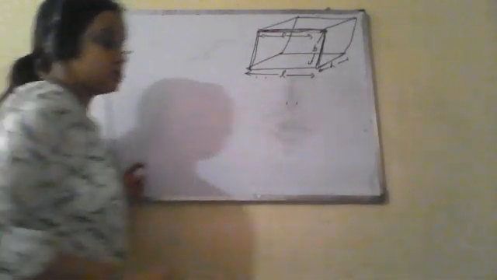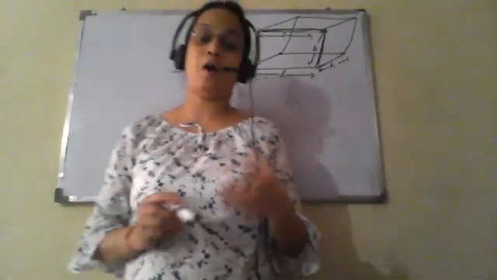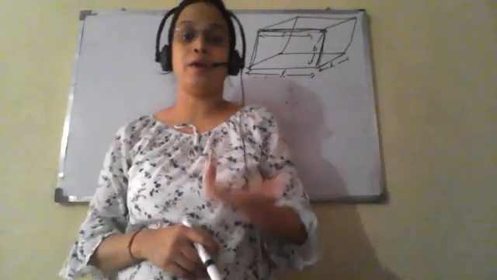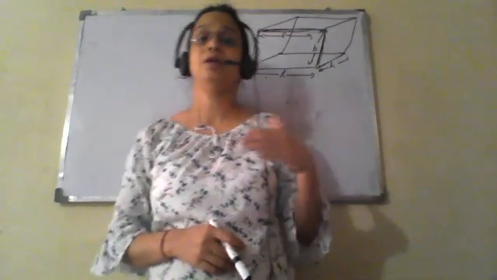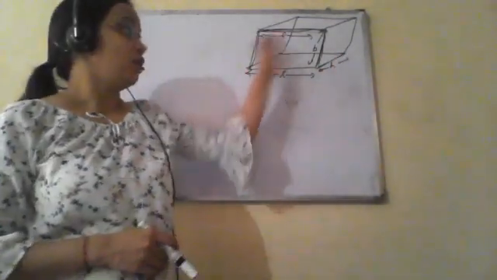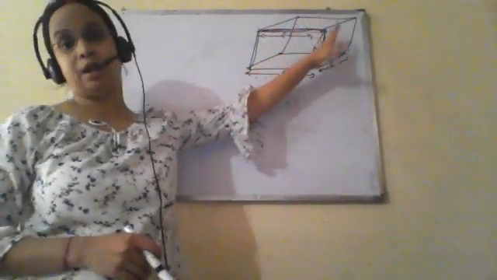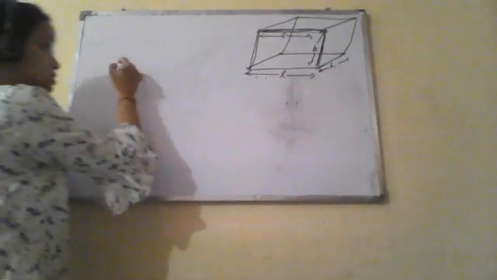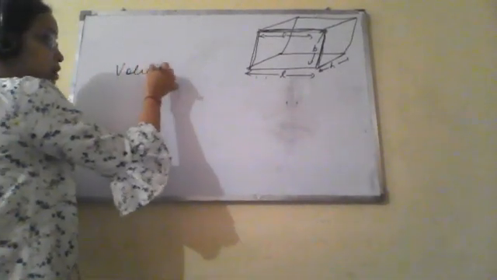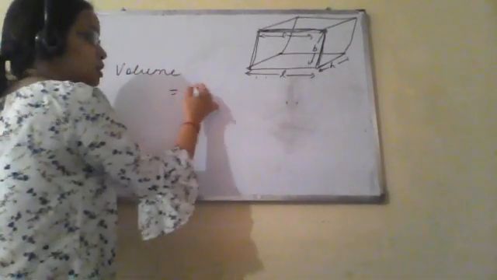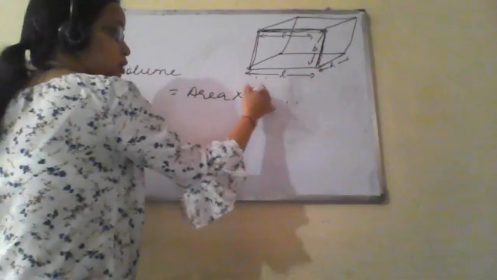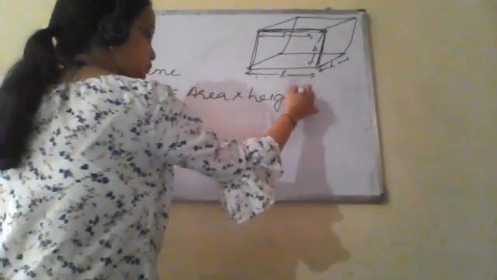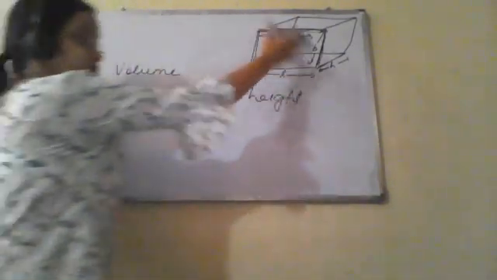Now if we have to calculate the volume, see, volume is nothing but the amount or quantity of a substance that a particular figure can hold. If I'm saying this is a cuboidal tank and it can hold 10 liters of water, so that 10 liters is its volume. And if you calculate the generalized volume of any figure, it will be area into height. So in this case, area of base into height.